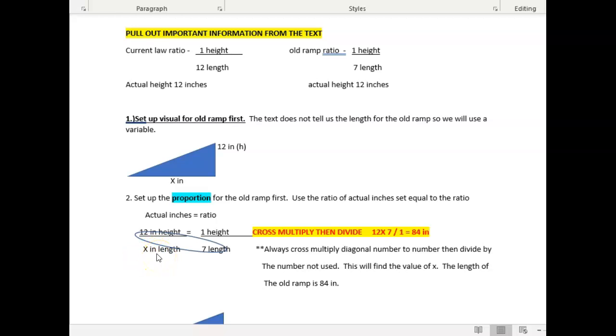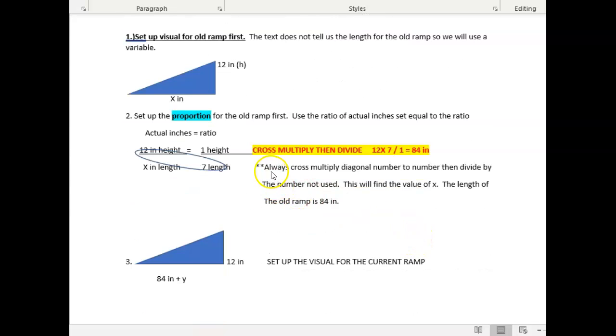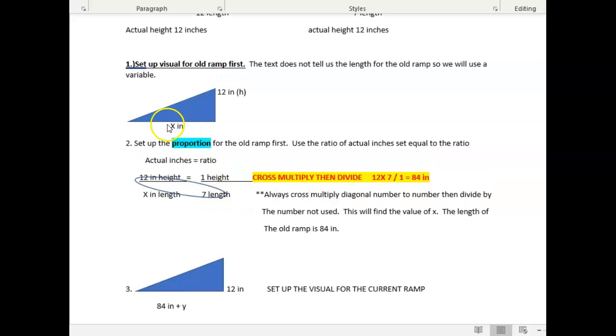So, here we go. Here, we are going to do 12 times 7 divided by 1, which yields a response of 84 inches. So, and here's my little tip to remind you, always cross multiply diagonal number, then divide by the number not used. So, we now know that the length of the old ramp is 84 inches.